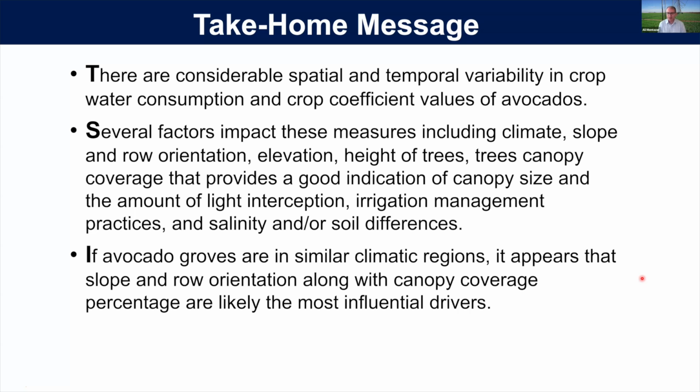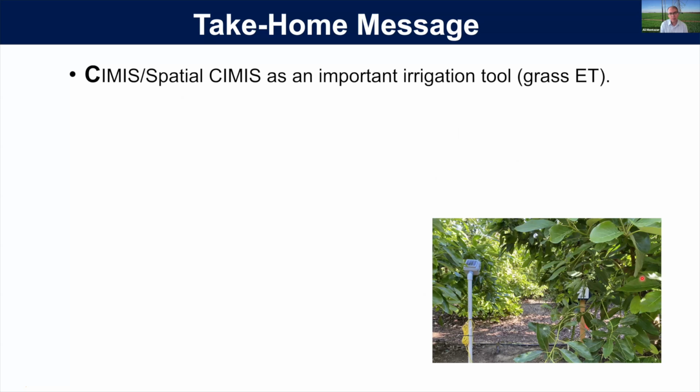But if you talk about avocado orchards in one climate region, our data shows slope and row orientation, along with the canopy coverage percentage, are the most important drivers. They are impacting crop water needs. So please look at the differences based on those factors.